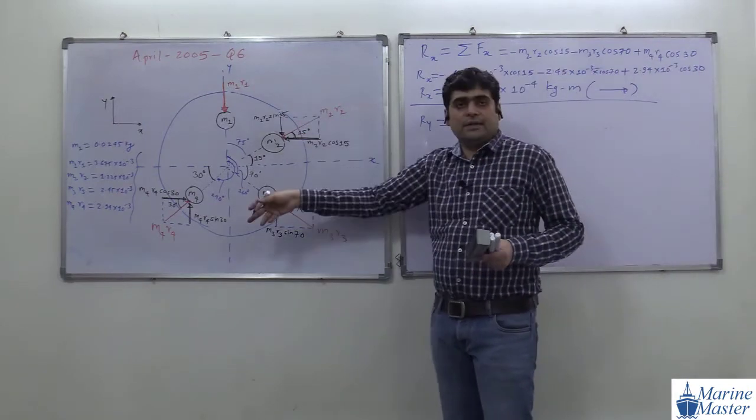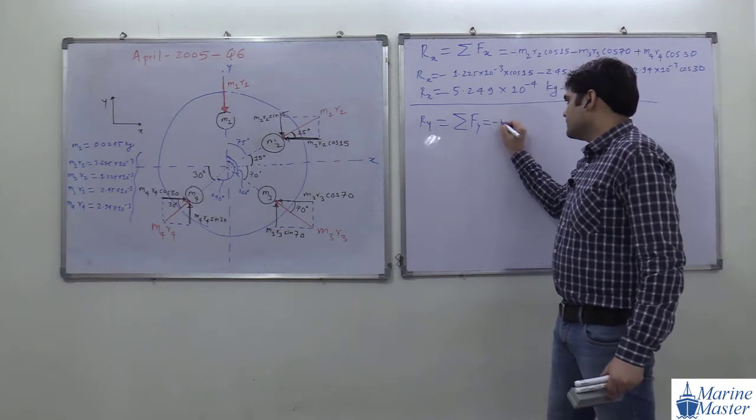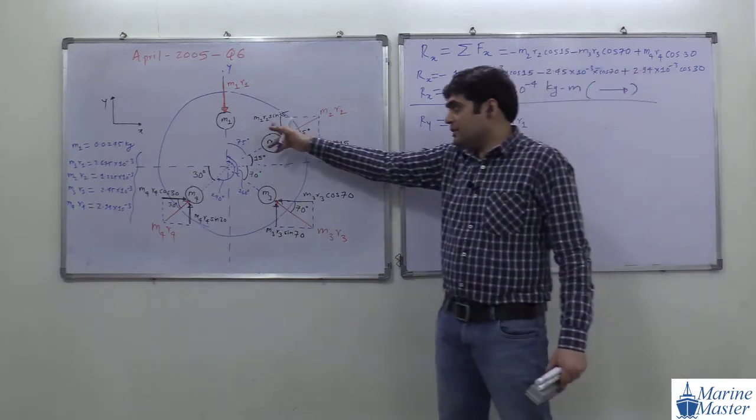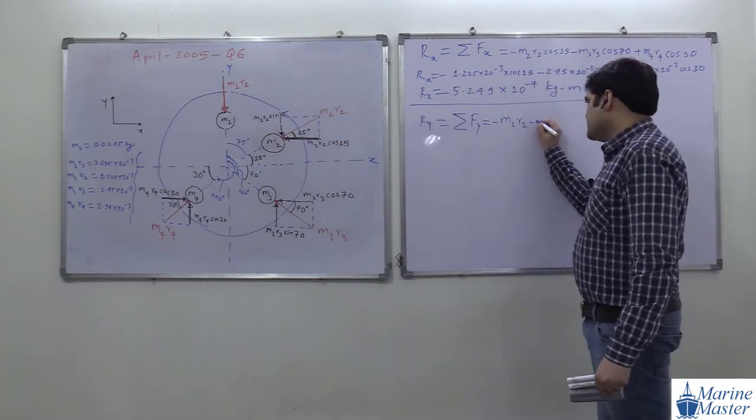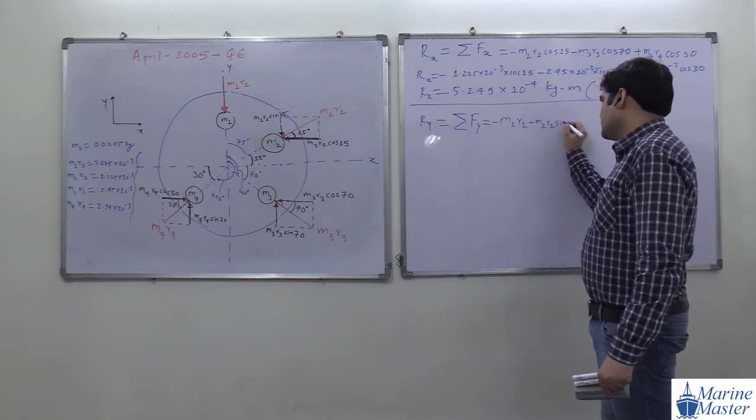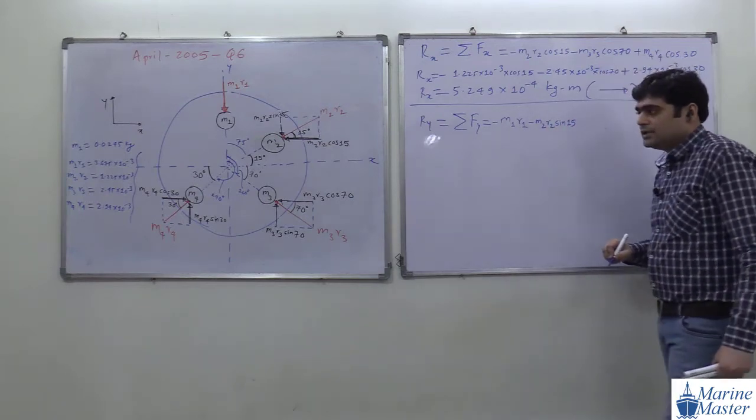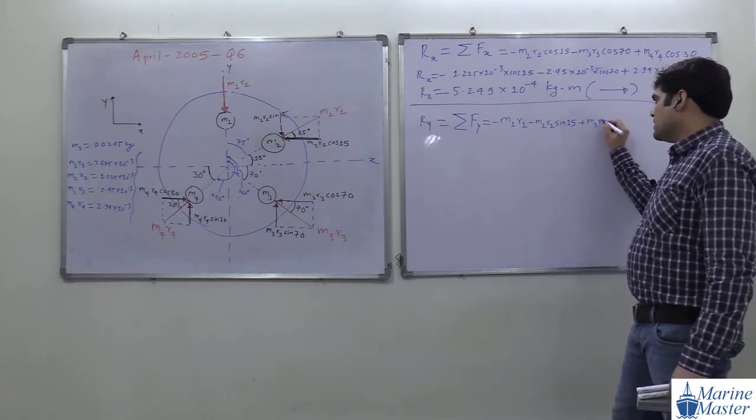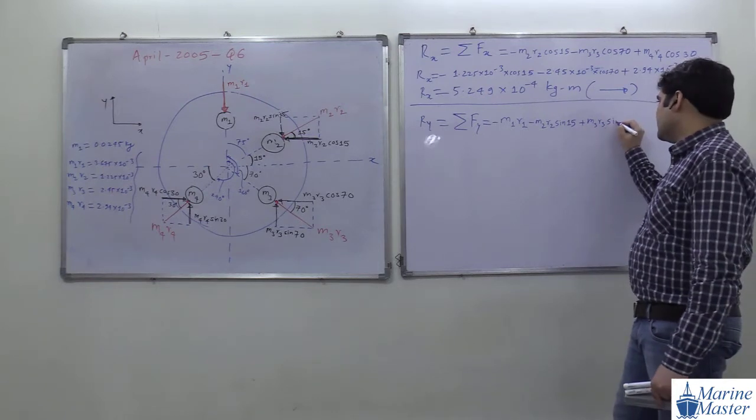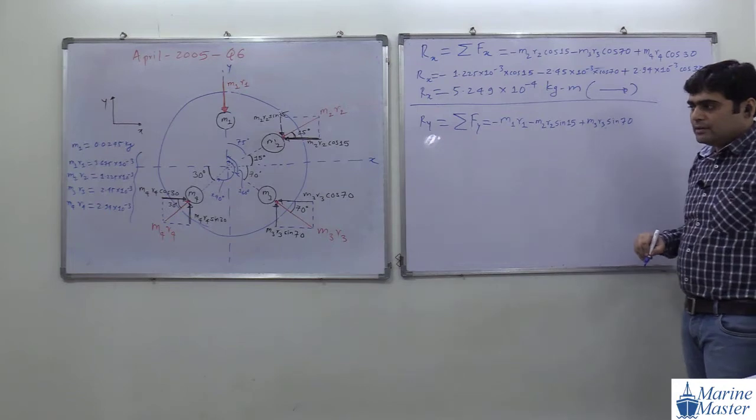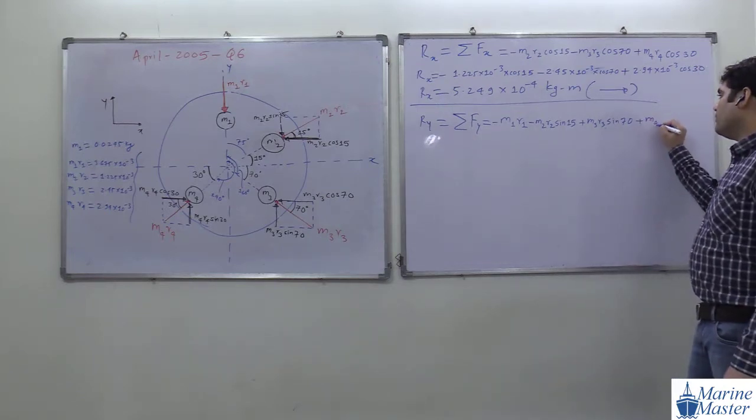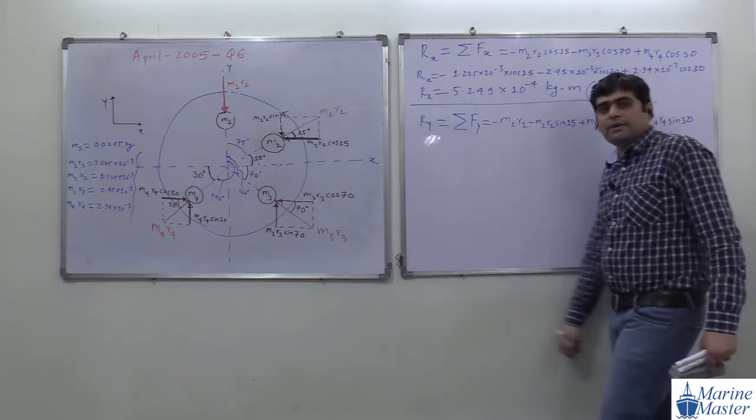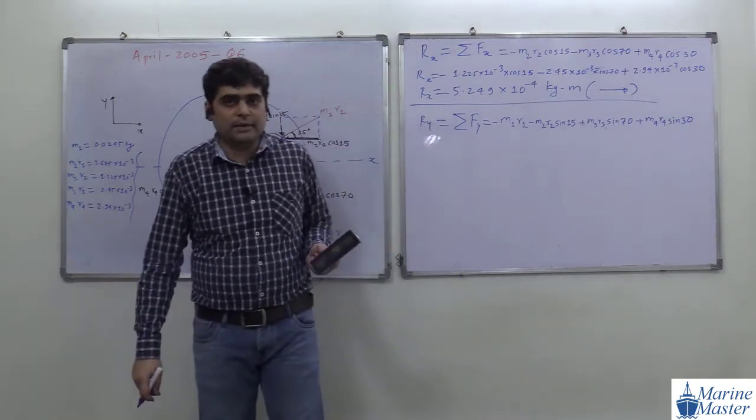First of all, M1 R1 directly minus. Everyone, please check it. Minus M1 R1. Then minus M2 R2 sine 15. Then after that, the next one is plus M3 R3 sine 70. Everyone getting my point? And then M4 R4 sine 30. Any doubt in these forces, everyone?